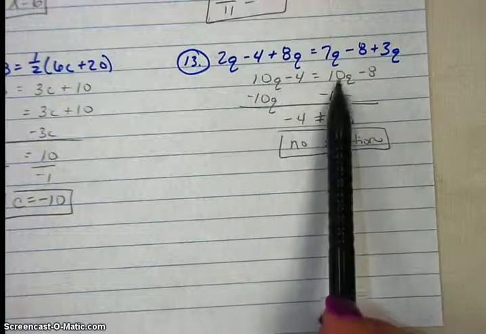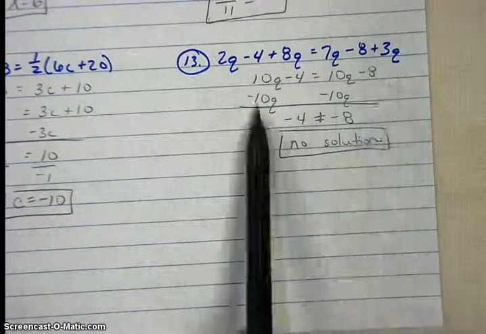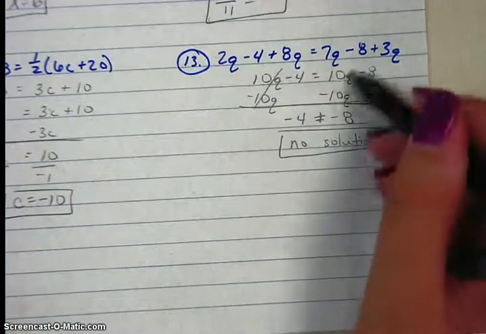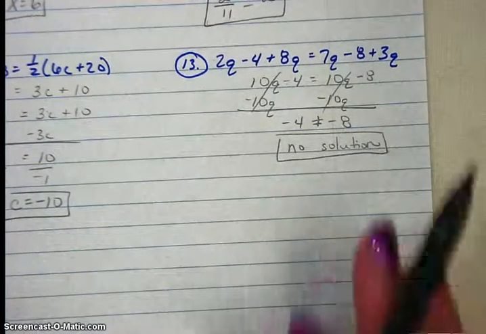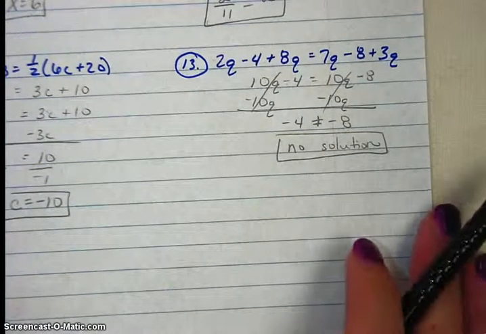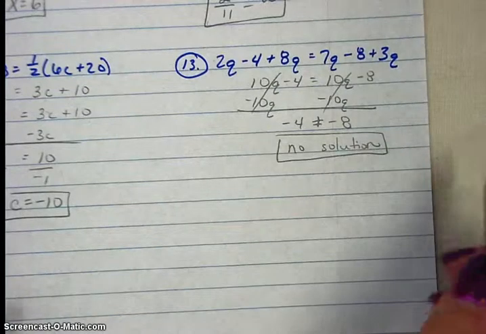On number 13, I combine like terms first. 10q minus 4 equals 10q minus 8. When I did that, I got rid of the q's here. They canceled out, giving me negative 4 equals negative 8. Because this is not true, this is no solution. Negative 4 does not equal negative 8.